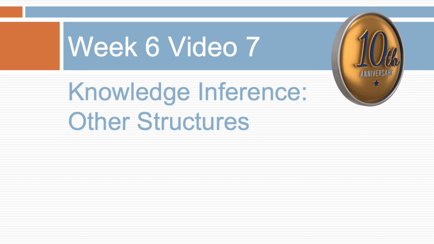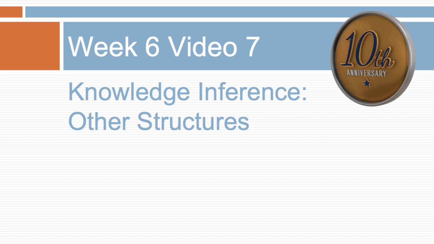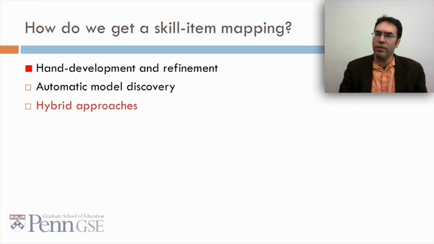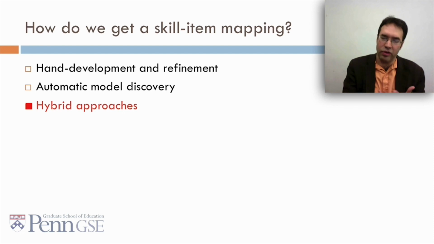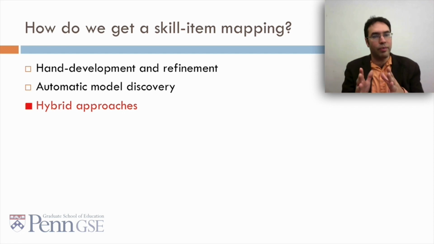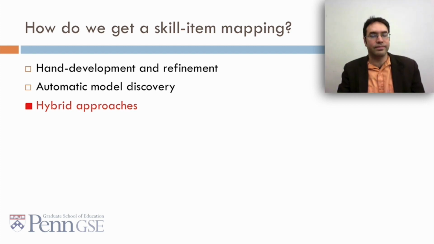Today we're going to wrap up our Knowledge Inference Week by talking about hybrid approaches to fitting Q matrices and other structures. So, how do we get a skill item mapping? As you may recall from last lecture, there's three approaches basically: hand development and refinement, automatic model discovery, and hybrid approaches. And today we're going to talk about hybrid approaches, which, not surprisingly, combine some aspects of both of these.